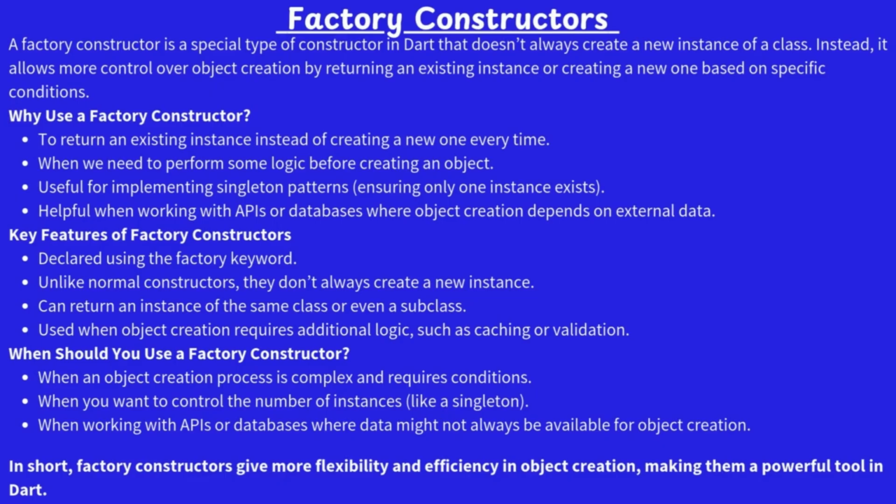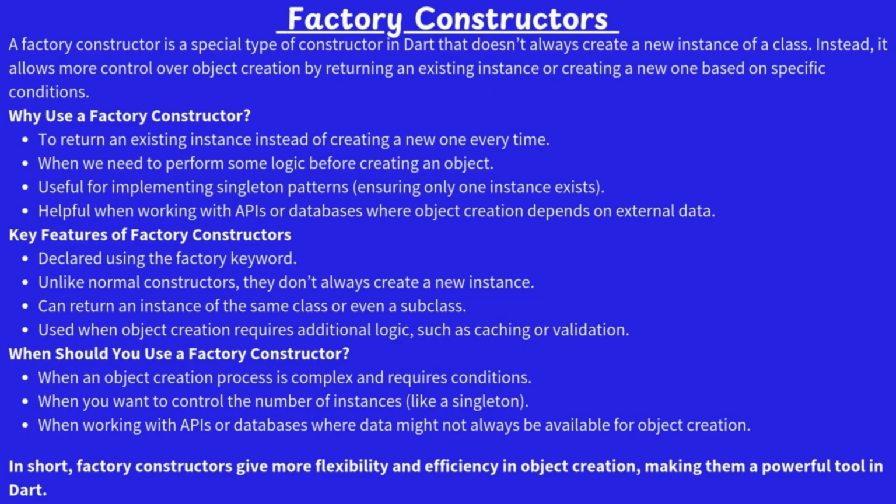Now, why do we use a factory constructor? One of the key reasons is to return an existing instance instead of creating a new one every time. This is particularly useful in situations where multiple parts of a program need access to the same object rather than creating duplicates. Another important use case is when we need to perform some logic before creating an object. For example, if we are fetching data from an API or a database, we might want to check if the data is valid before creating an instance.